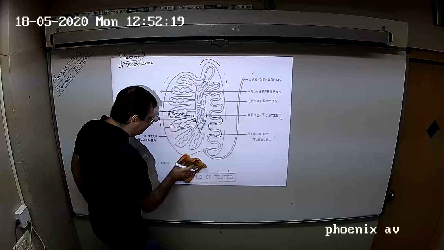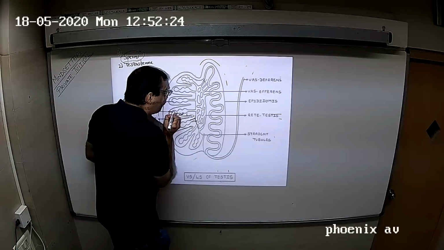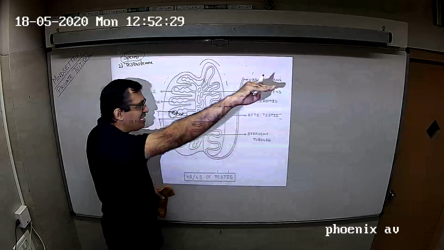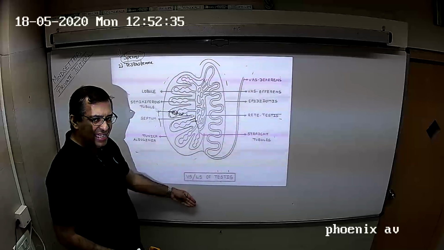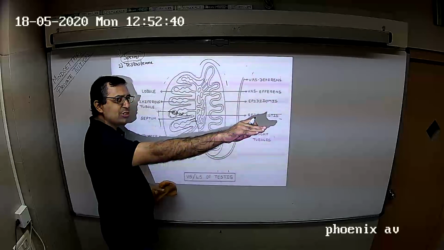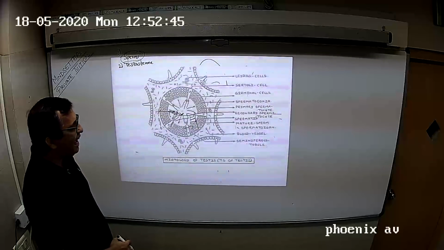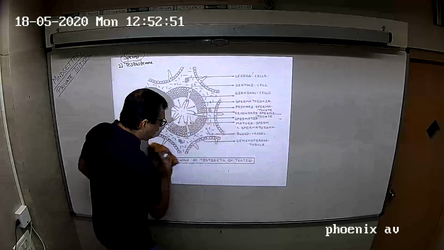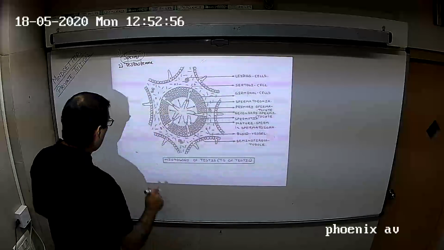So, what do I see? I see now the cut section of the seminiferous tubule, that is the transverse section. This was the longitudinal section, also called the vertical section. Now we have the transverse section of the seminiferous tubule. What do we see on the transverse section?